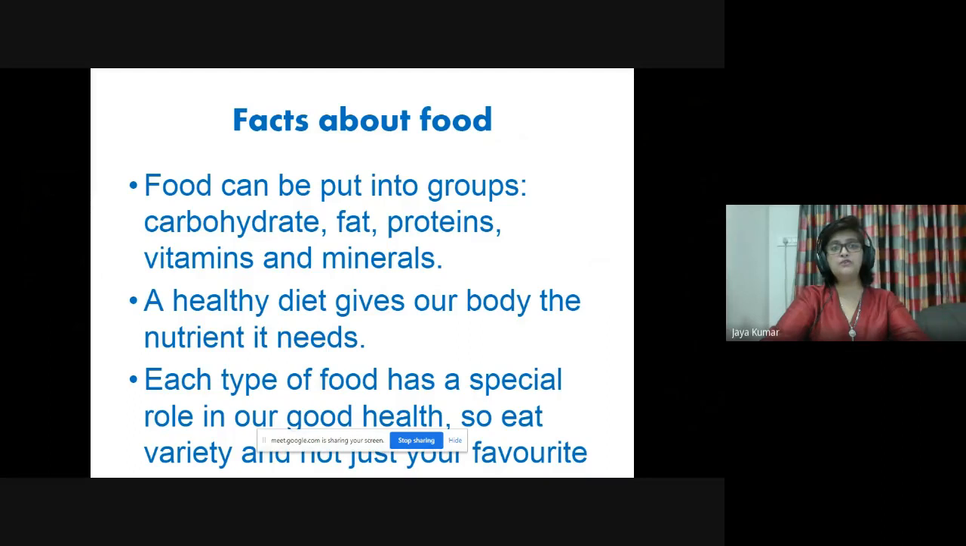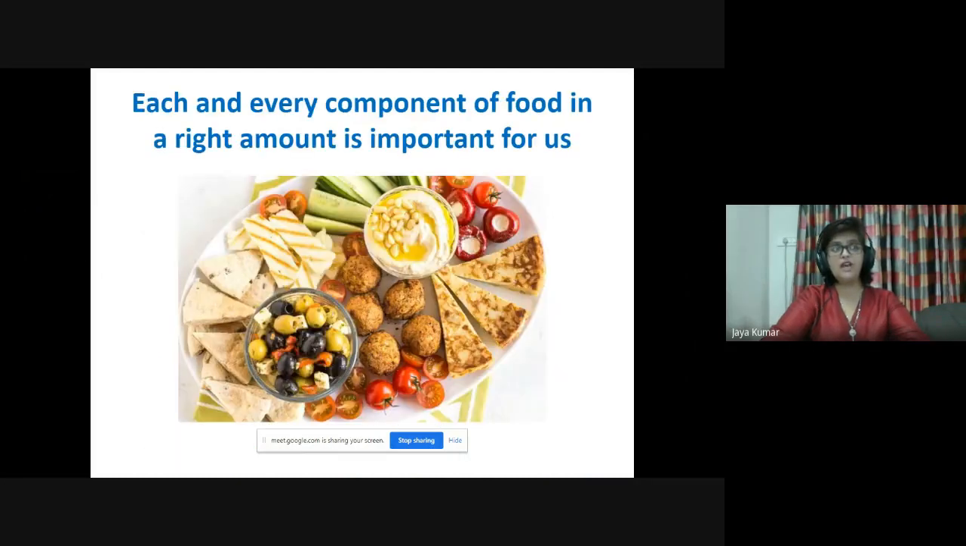Let's understand some more facts about food and food products. Food can be put into groups such as carbohydrates, fats, proteins, vitamins, and minerals. A healthy diet gives our body all the nutrients it needs. Each type of food has a special role in our good health. So, eat variety and not just your favorite food. That means we are supposed to eat every type of nutrient and not just our favorite food, because every type of food has a special role to play in our body.